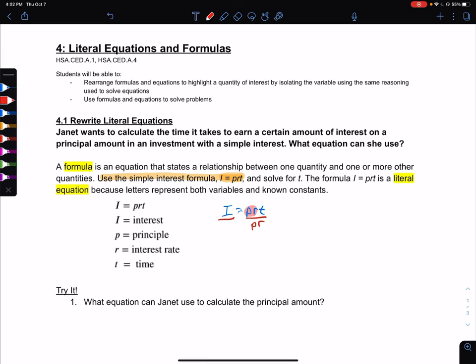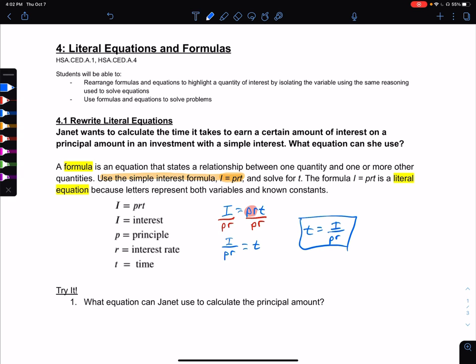And remember, whatever you do to one side, you also want to do to the other. So I'm left with I divided by PR is equal to T. And now I've isolated T. We solved for T. So if we were given the interest, the principal, and the rate, I, P, and R, we could easily find T just by plugging those numbers in. So we could say T is equal to I divided by PR.